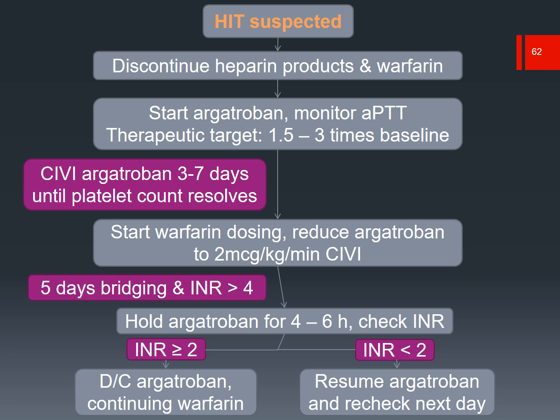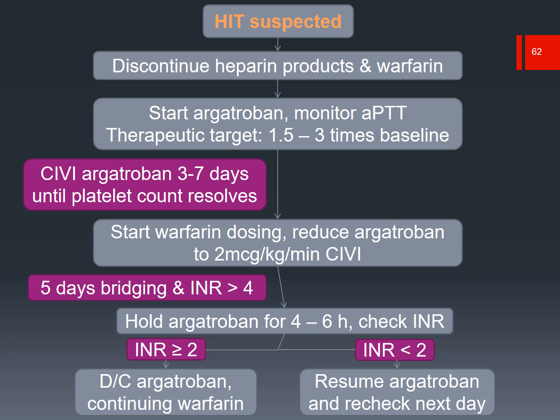So we start the warfarin, and here we have concomitant use of 2 anticoagulants. So we reduce the dose of argatroban, whatever dose they were on before, we reduce it to the minimal dose that we initiated at the beginning. So that's 2 micrograms per kilogram per minute IV infusion with warfarin concomitant at the same time. We would want to continue this co-administration of both warfarin and argatroban for at least 5 days, and we're targeting an INR range above 4.